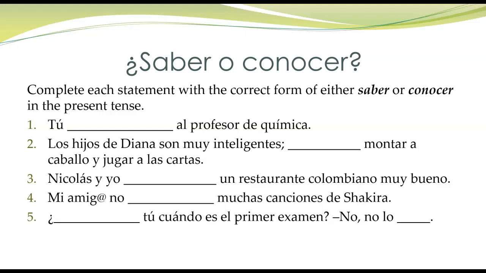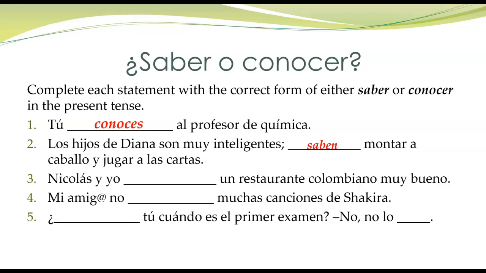So to review some of these, tú al profesor de química. So we have a person, al profesor. And we have that a and el that contracted into al because of that a personal. So tú conoces al profesor de química. Los hijos de Diana son muy inteligentes. Montar a caballo y jugar a las cartas. So here we have two activities, montar a caballo y jugar a las cartas. So we know it's about the ability to do something. So saben montar a caballo y jugar a las cartas.